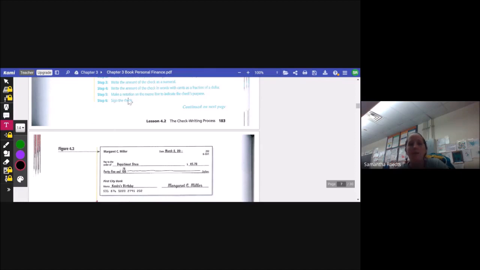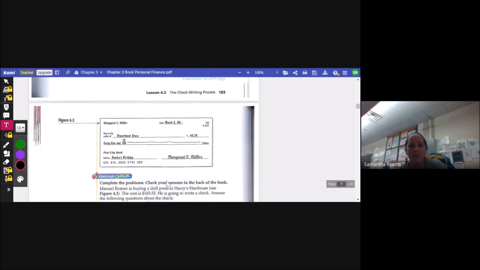Make a notation on the memo line to indicate the check's purpose. So she was buying something for Kendra's birthday, so she put that in the memo. And then you sign the check with your name. So there's her name.